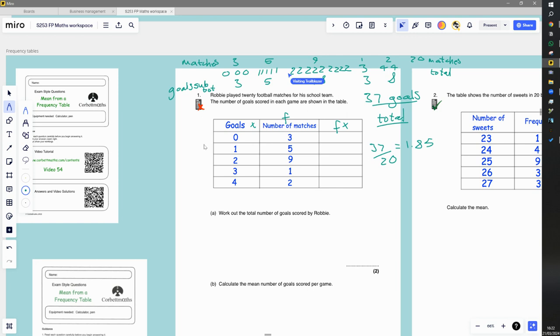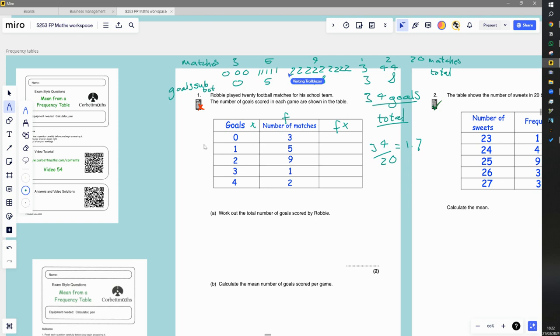So hang on, I just realised I made a massive mistake here. 3 times 0 is not 3, is it? It's 0. So let's write a 0 there, which means it wasn't 37 goals total, it was 34. Whoops, 34. So 34 goals over 20 matches, and that gives us 1.7, not 1.85.